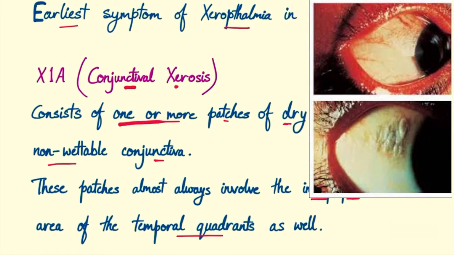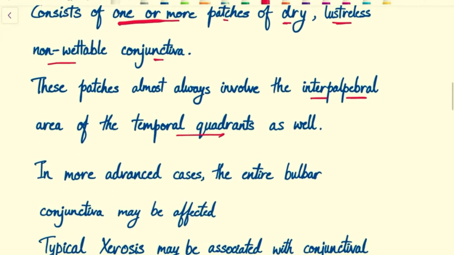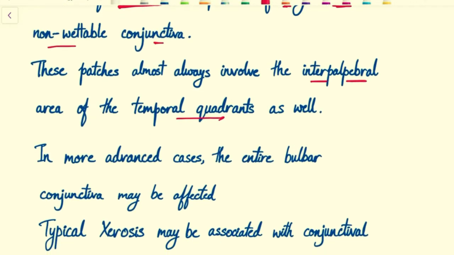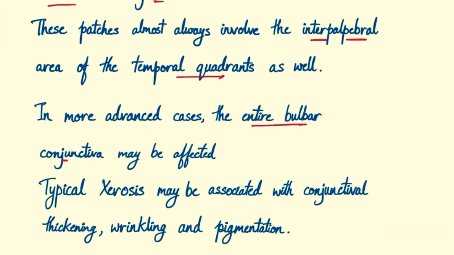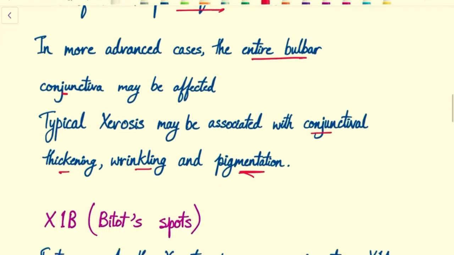It is situated everywhere, also in the temporal quadrants, and involves the interpalpebral area. In advanced cases, the entire bulbar conjunctiva may be affected. Typical xerosis may be associated with conjunctival thickening, wrinkling, and pigmentation.